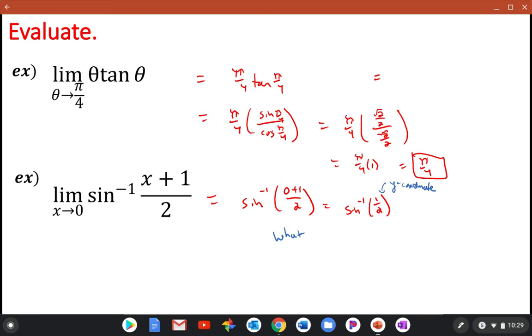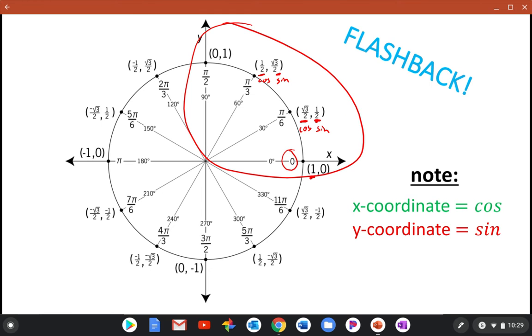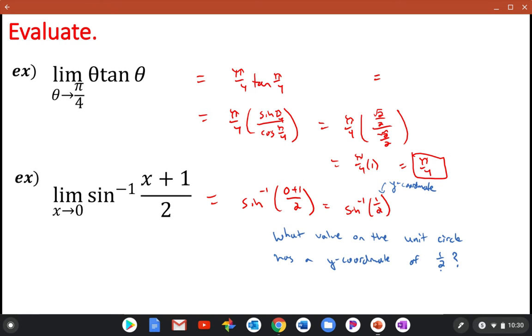What value on the unit circle has a y coordinate of 1/2? So we're kind of looking at the opposite, a flashback here. Before, we generally look at pi over 6, or pi over 3, or pi over 2, right? We look at what's the coordinate corresponding with those. In this case, however, when I'm talking about the inverse, what I want to ask is, what is a y coordinate that's 1/2? And then my answer is going to be the corresponding unit circle value.